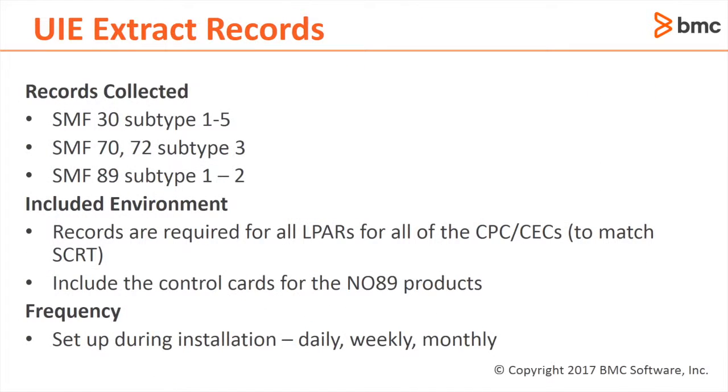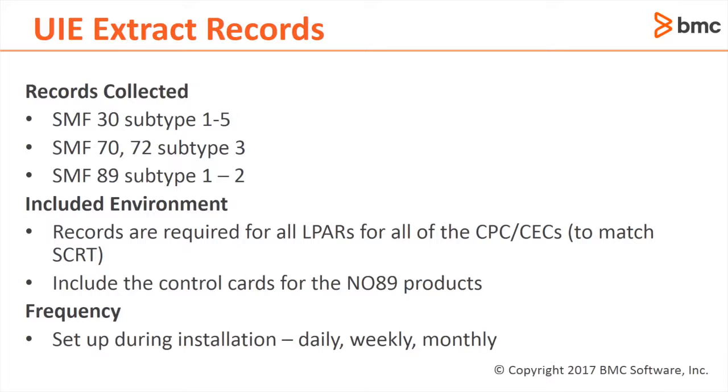The Universal Information Exchange, or UE component, processes the listed SMF records. SMF 30, subtypes 1 through 5, 70, 72 subtype 3, and 89 subtypes 1 and 2 records are all required for all the LPARs in the environment and for all the CPCs that you're using. It is also recommended to include the control cards for the No89 products. No89 products are the MLC products that do not produce SMF 89 records and are passed to the IBM SCRT report separately via the No89 DD statement and the SCRT JCL.